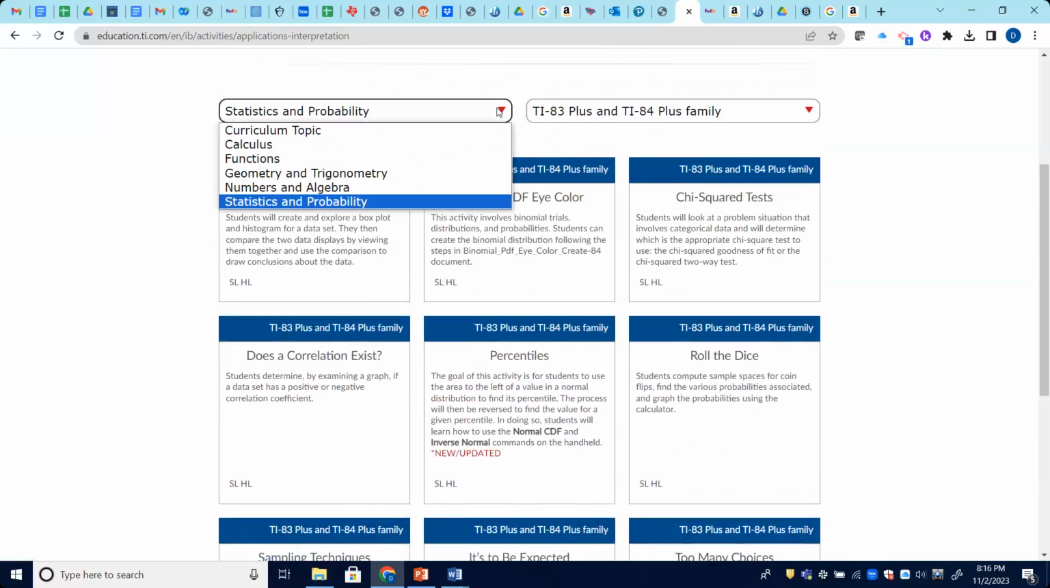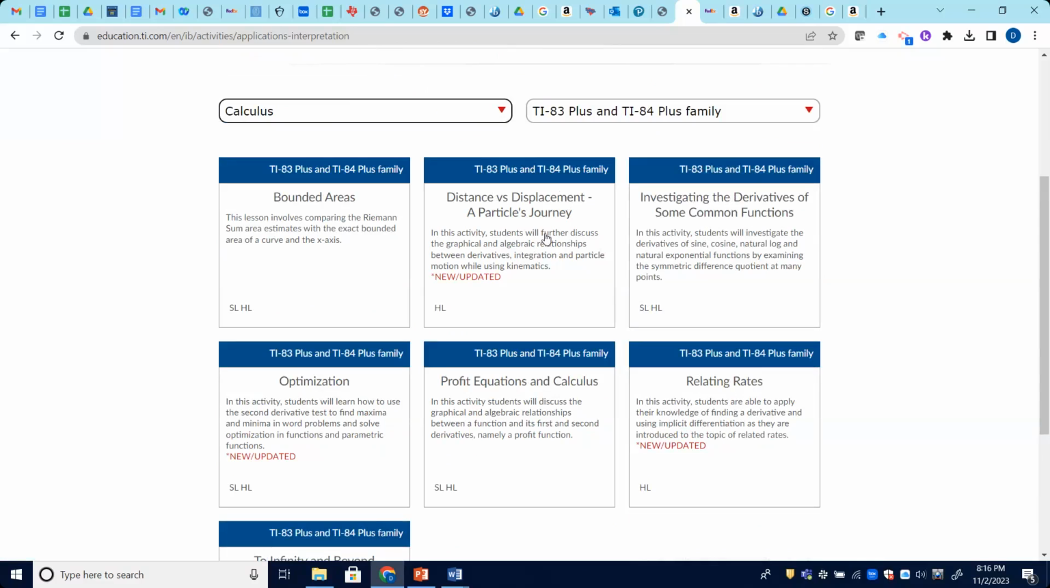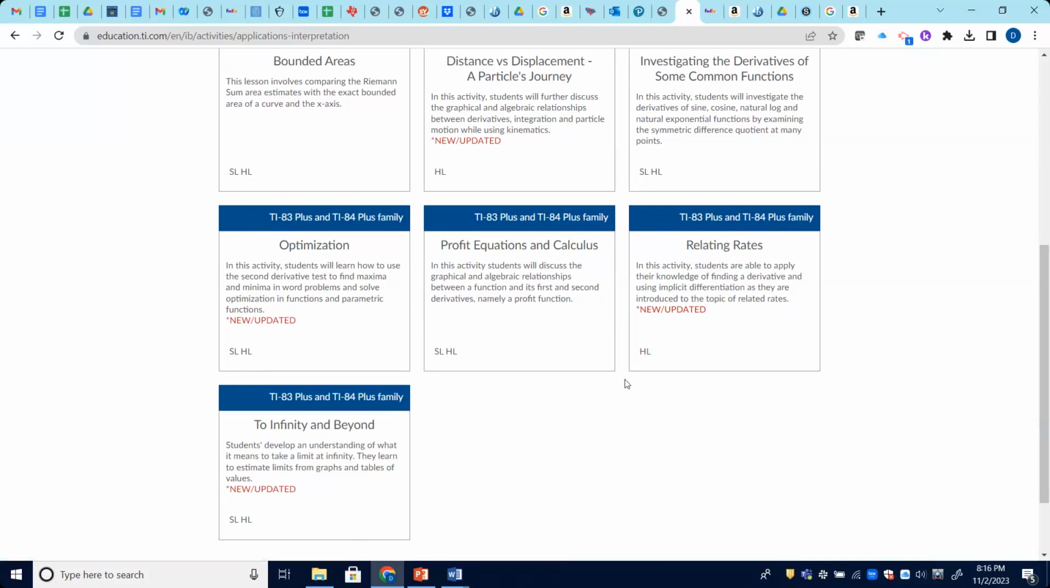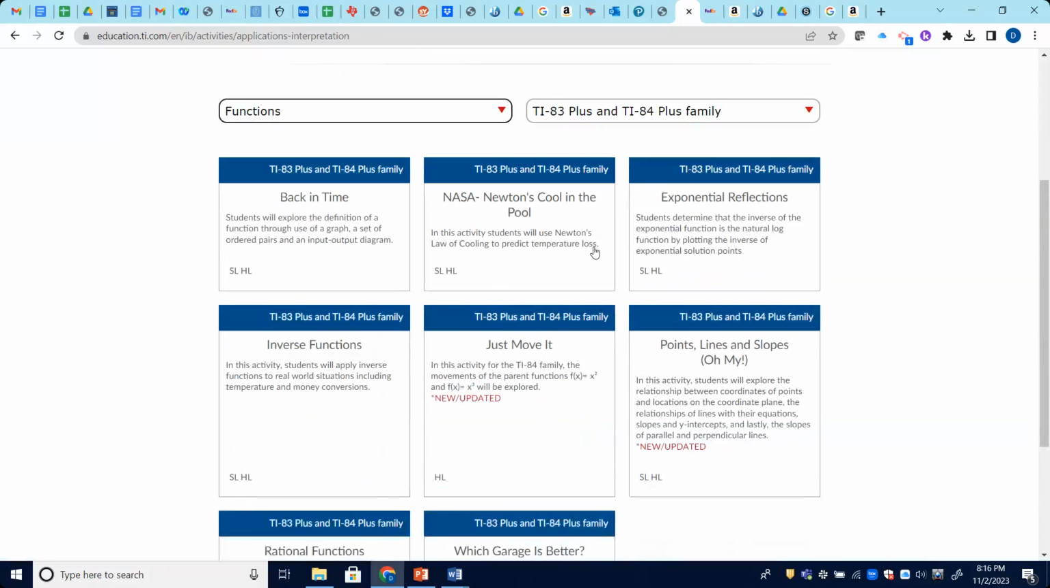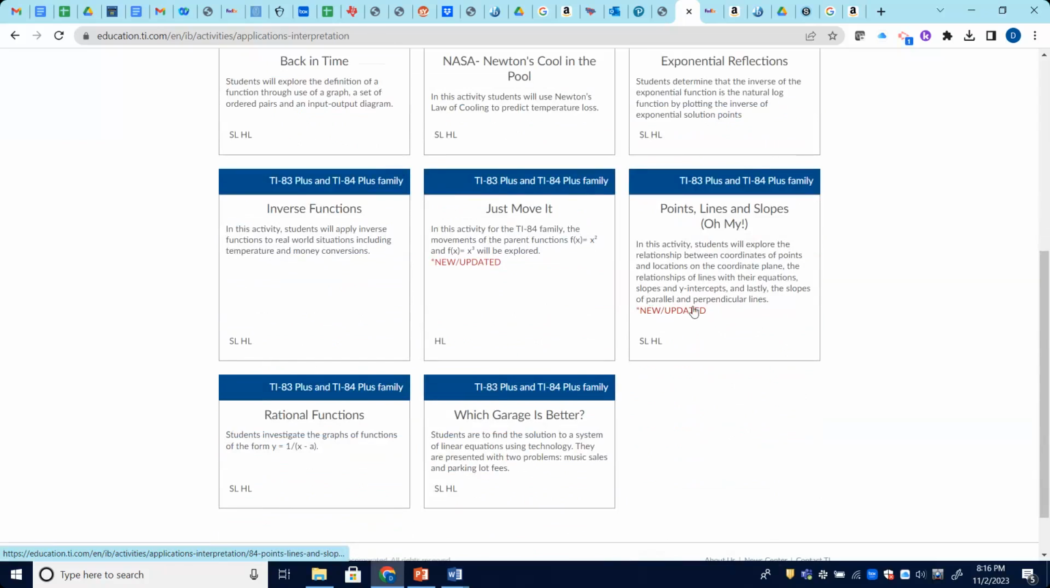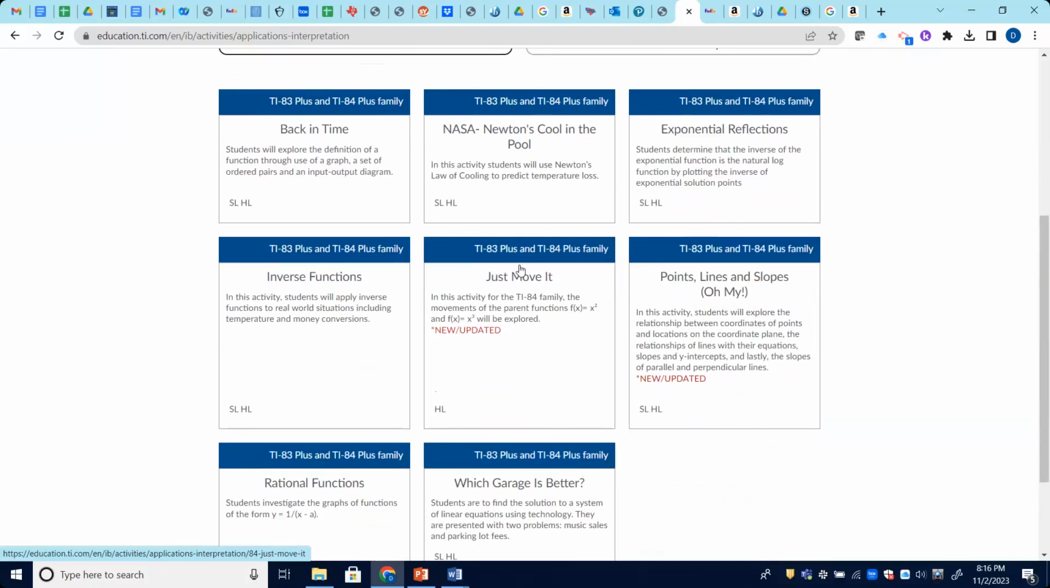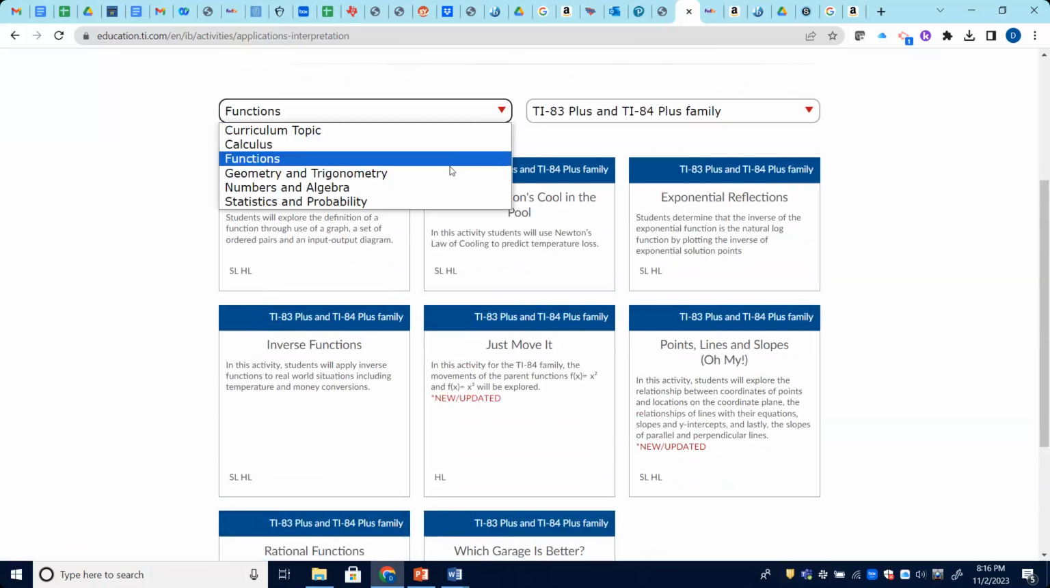We select a topic. Let's say you like calculus, which is the one I wanted to do. We have a lot of new ones here: a particle's journey, related rates, optimization. So a whole bunch to choose from in calculus. Under functions, we have some simple ones with points, lines, and slopes, and transformations. Those are new. So lots to choose from as you select the topic and go through them.